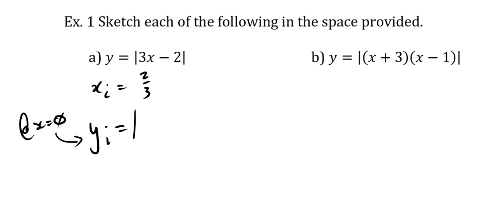Now, absolute value of 3 times 0 minus 2, which is 0 minus 2, so the absolute value of negative 2, which is positive 2. So that's really important. In some cases, that may happen. In some cases, it might not.